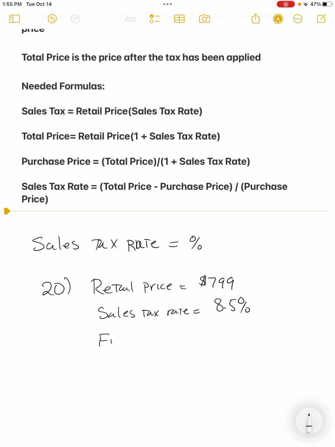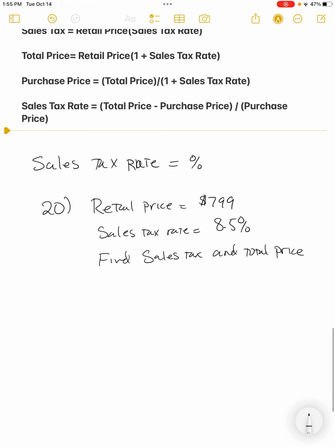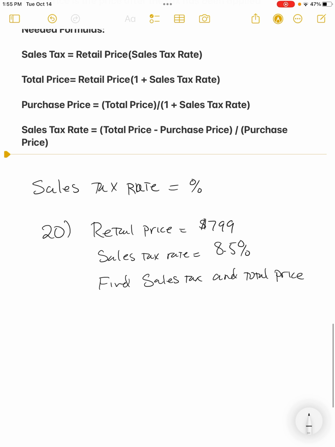And what are they going to ask us to find? They're asking us to find the sales tax and total paid. And I'm going to put total price, even though they do say total paid there, that's going to be the same. Total paid and total price is the same. So we actually have two asks.